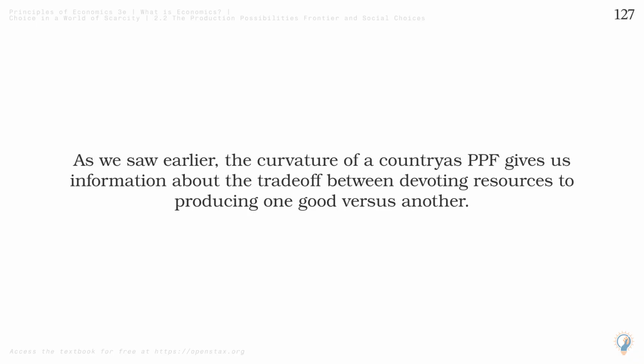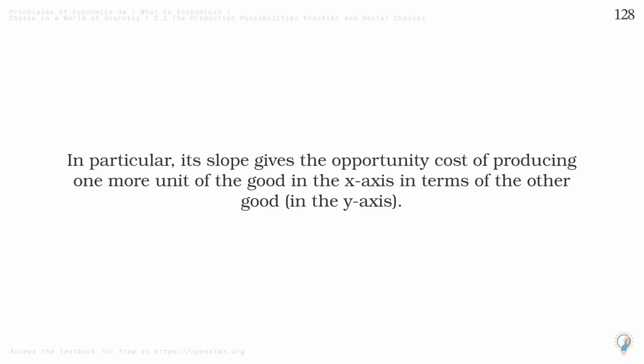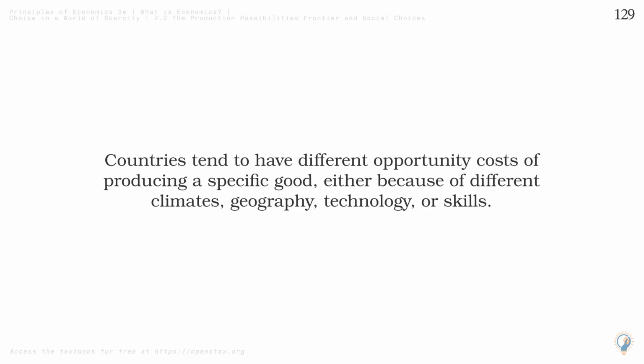As we saw earlier, the curvature of a country's PPF gives us information about the trade-off between devoting resources to producing one good versus another. In particular, its slope gives the opportunity cost of producing one more unit of the good in the x-axis in terms of the other good in the y-axis. Countries tend to have different opportunity costs of producing a specific good, either because of different climates, geography, technology, or skills.